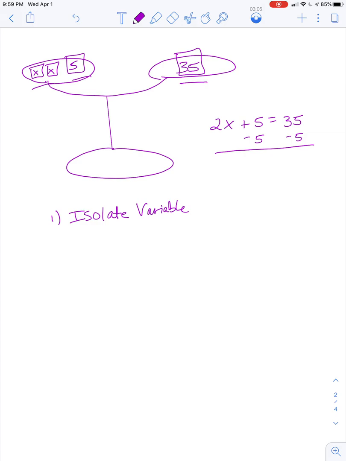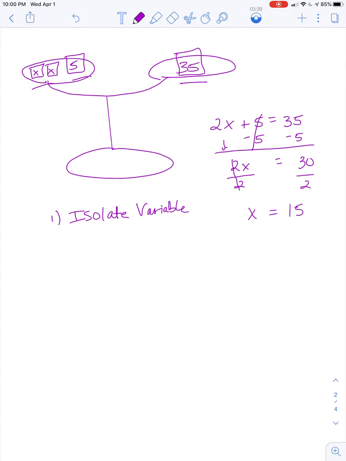I always like to put a line under it to kind of do my math. We have our 2x remaining, and then 35 minus 5 is actually 30. So here I am back to an equation that has just one step left to solve this. So 2 is being multiplied with x. So in order to undo the multiplication of 2, we would divide by 2. Remember, we use the inverse or opposite operation. Then we can cancel our 2's because 2 divided by 2 is 1. That gives me my x variable alone. And 30 divided by 2 is 15.